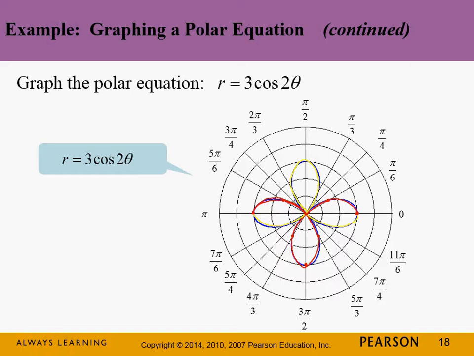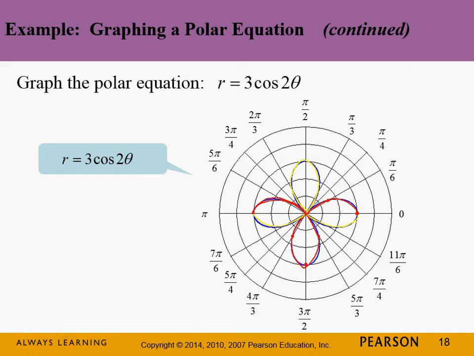If you can't understand what the symmetry does for you, you're going to have to graph all the way around to 2 pi. Okay? If you don't understand what symmetry does, just graph the whole thing. Don't just graph to pi and assume symmetry. Graph all the way around, okay? Does that make sense?